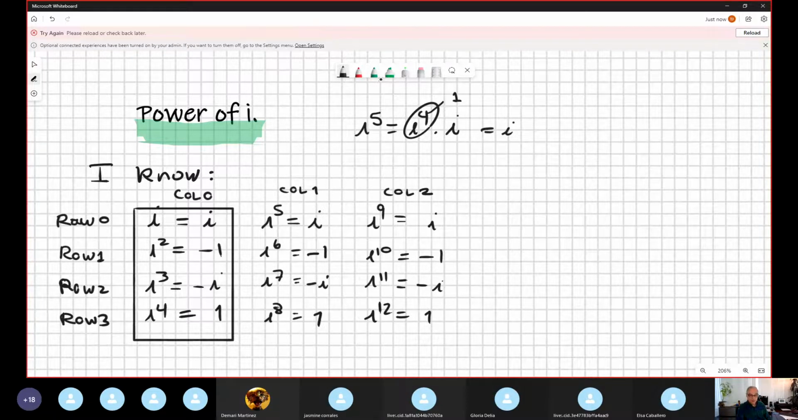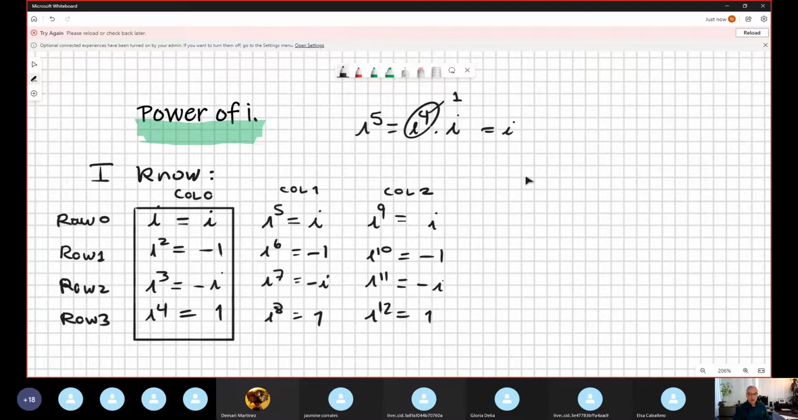Suppose now I want to compute i to the 15. By the way, i to the 15 is in the next column 3, I suppose. But it's okay, I do not do two things. I want to go to a specific 15. So I try to find the multiple of 4 close to 15 going down. Oh, guess 12.